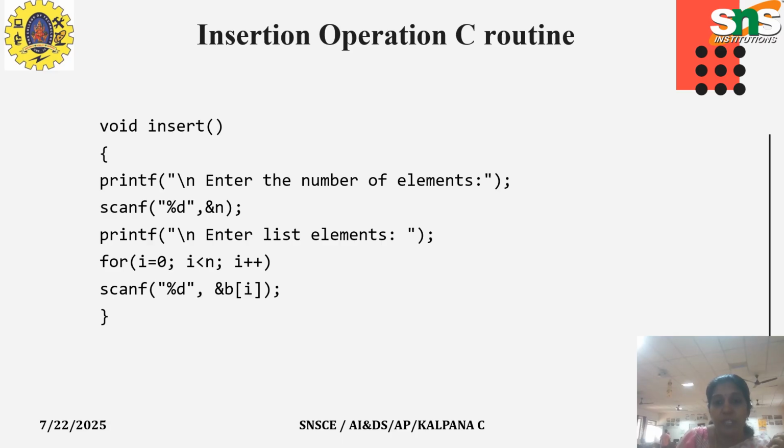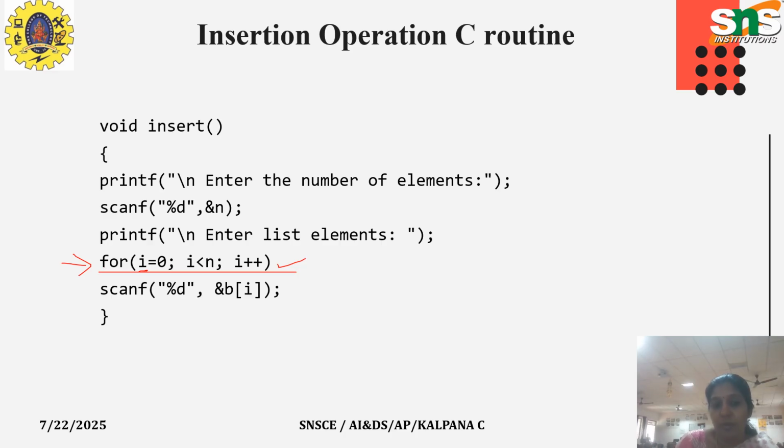Insertion operation in C: as we know already, to insert elements into an array, we are going to use a for loop, because continuously we are going to get the values from the user. Let's say if I am going to get 20 values from the user, in that case I need to get them continuously, so I have to use a loop. Here we are using a for loop to get the values. This i represents the index position, from 0 till n minus 1 position, where I am going to insert the values.